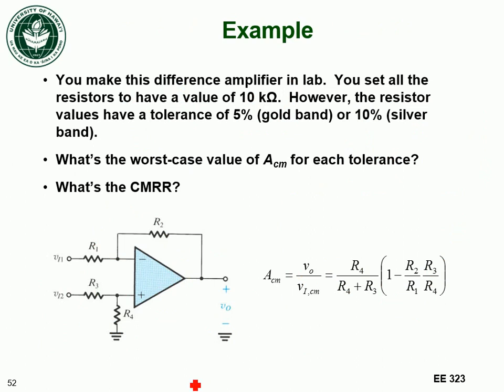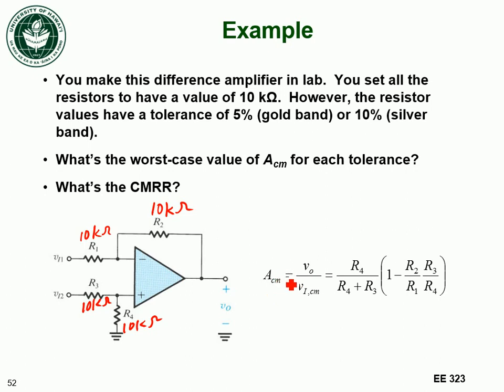Okay, let's look at our single stage difference amplifier again. So we made this difference amplifier in the lab, and you made it so that all of these resistors are equal to 10K. So every single resistor here is a 10 kilo ohm resistor. But your resistors have tolerances on them, depending upon the color of that band. So you're either using the silver band resistors, which means 10% tolerance in the value, or the gold band resistors, which have a 5% tolerance. That means we're going to have some finite common mode gain.